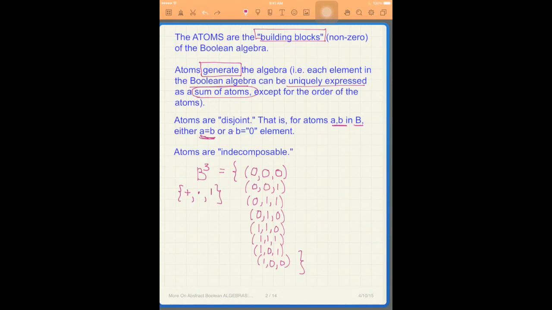If you looked at that, what would be the building blocks? What would be those minimal elements that would generate all of the rest? Except, remember, it has to be non-zero to be our atom. So I'm going to cross out that 0 element. And remember, we did prove that that was the 0 element. It's easy to see that that's the 0 element in this structure. It satisfies all those properties for the 0 element in a Boolean algebra.